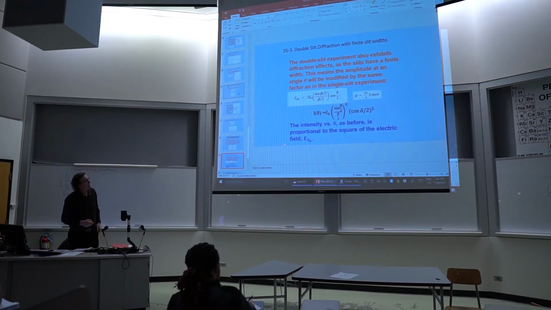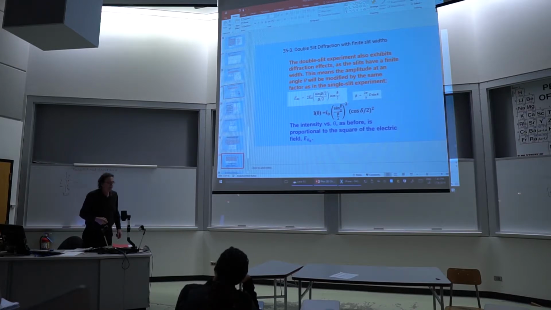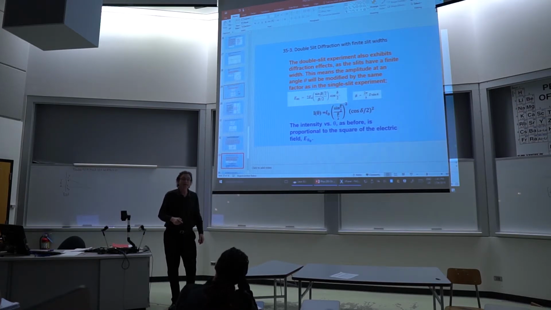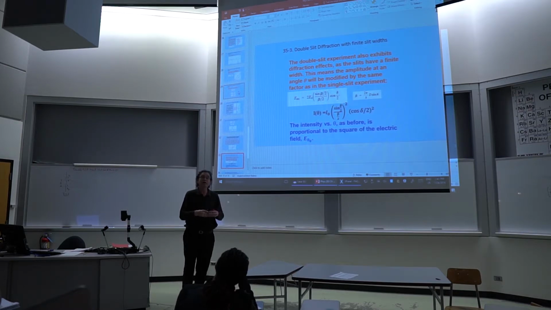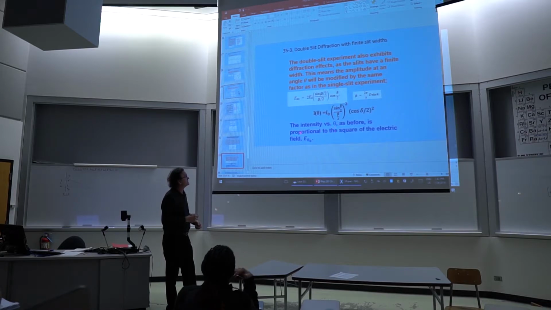And again, I want to emphasize that the intensity versus theta, as before, is proportional to the square of the electric field amplitude, because that's how we calculate these things. That's an important property. And this is a property that we will use in quantum theory as well, when we calculate the intensity pattern of electrons that actually diffract just like waves. And then we'll find out that their wave property is explained by using this principle that intensity is proportional to the electric field squared.